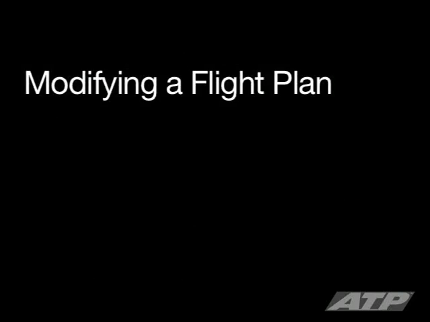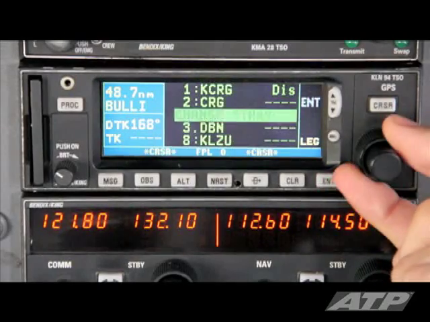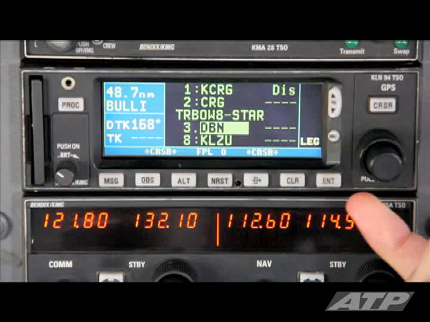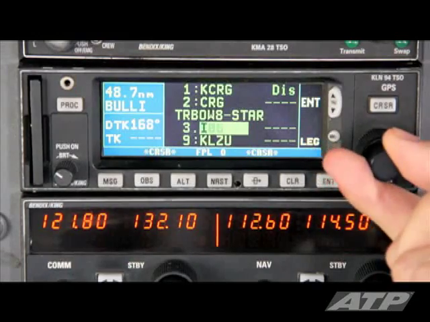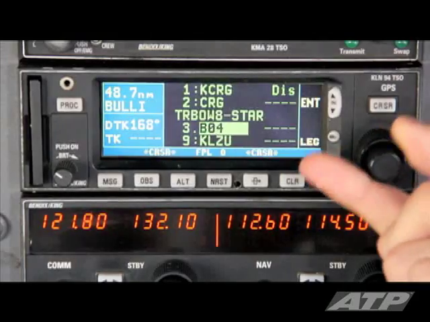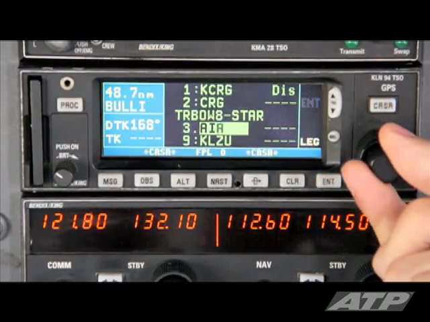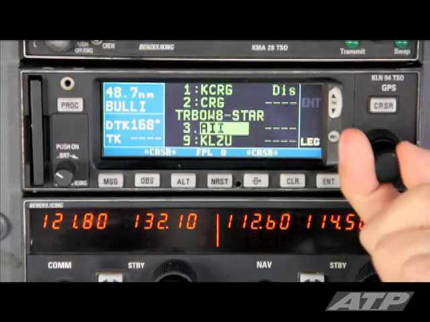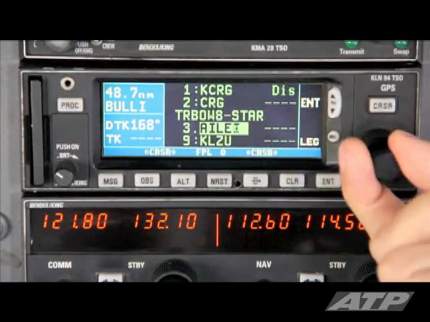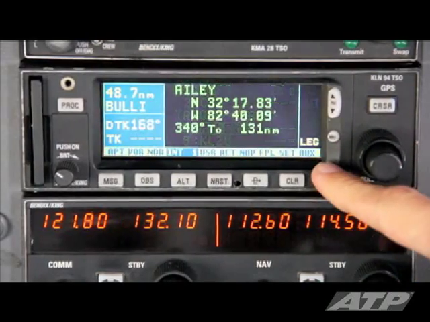Modifying a flight plan. To add a waypoint to your flight plan, activate the cursor and scroll to the waypoint that will be after your new waypoint. The GPS always creates a new waypoint in front of the highlighted waypoint. Use the inner knob to begin selecting characters, then the outer knob to highlight the next character. Once you have entered the waypoint, press Enter. Verify it is the correct waypoint and press Enter again.